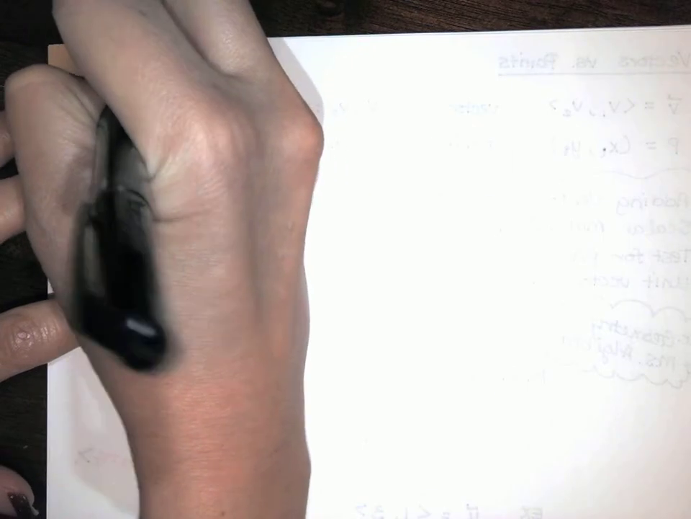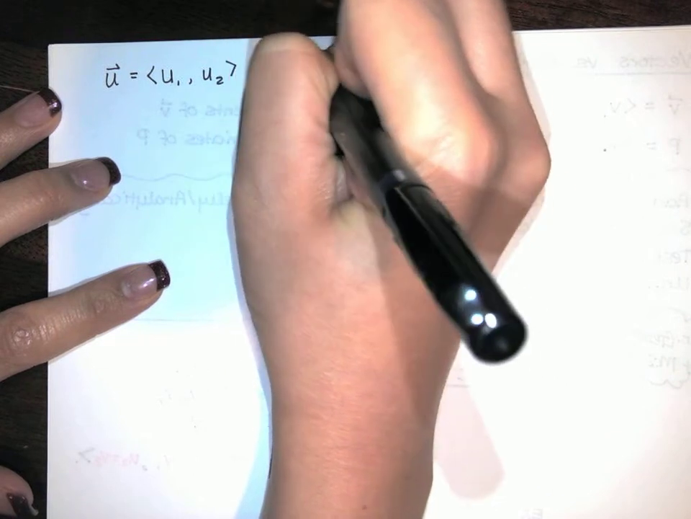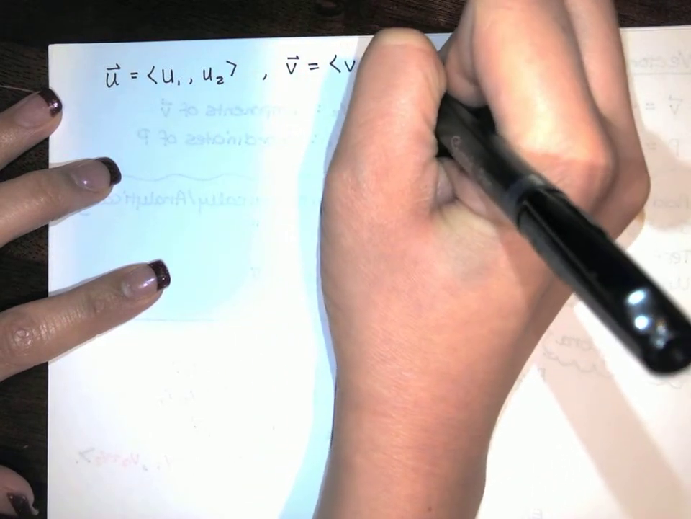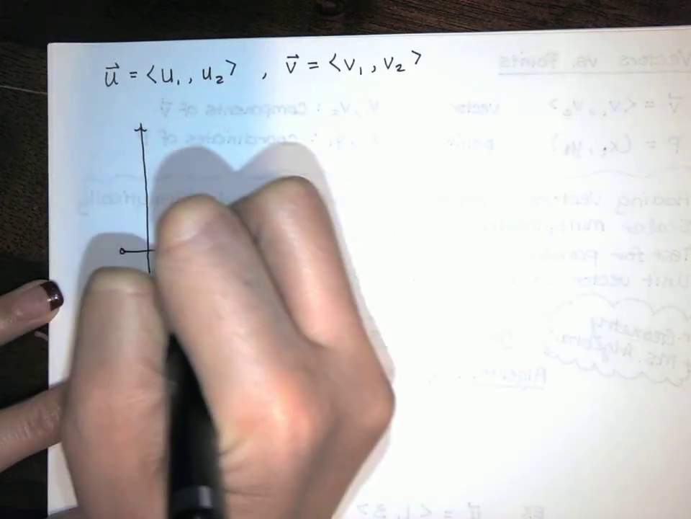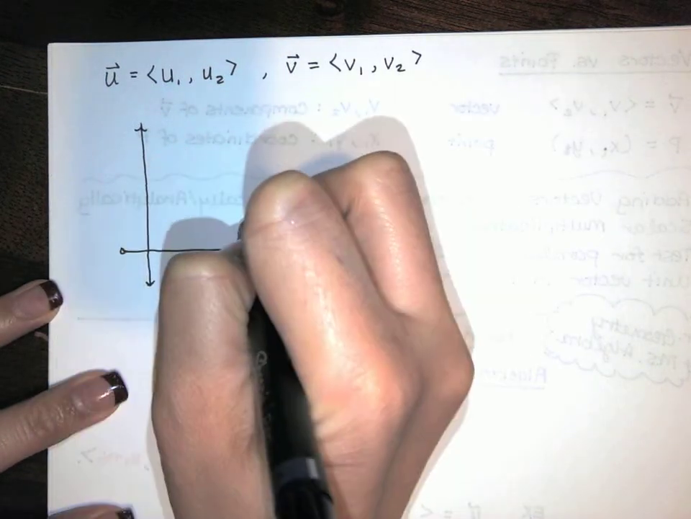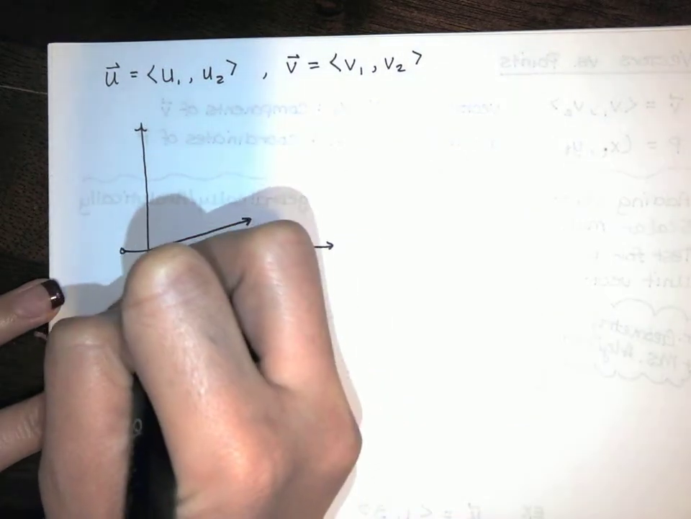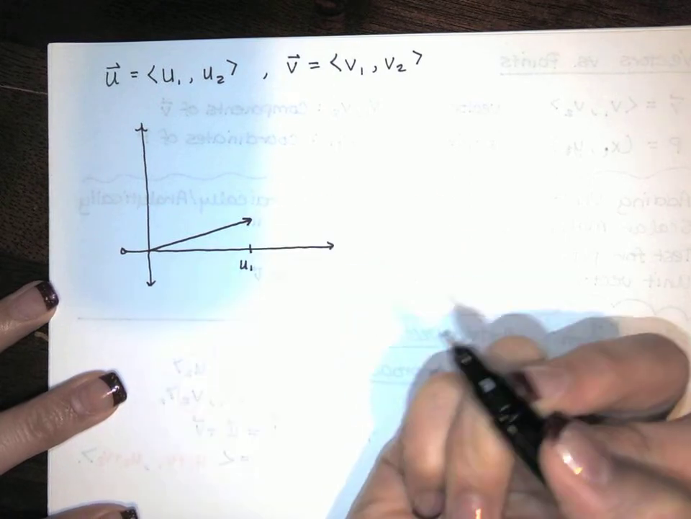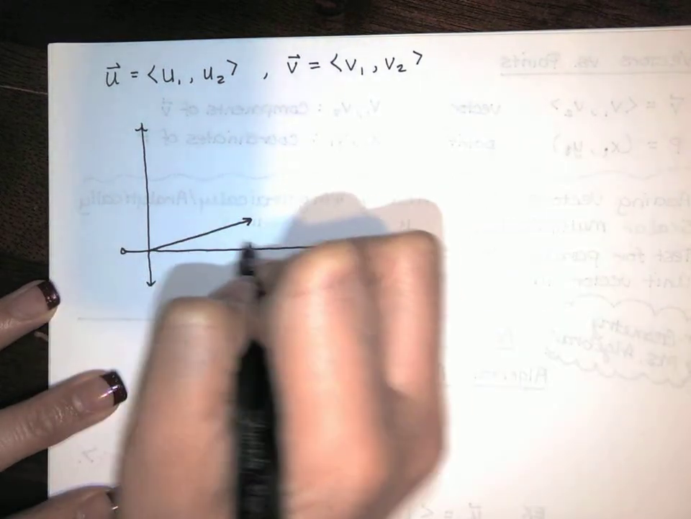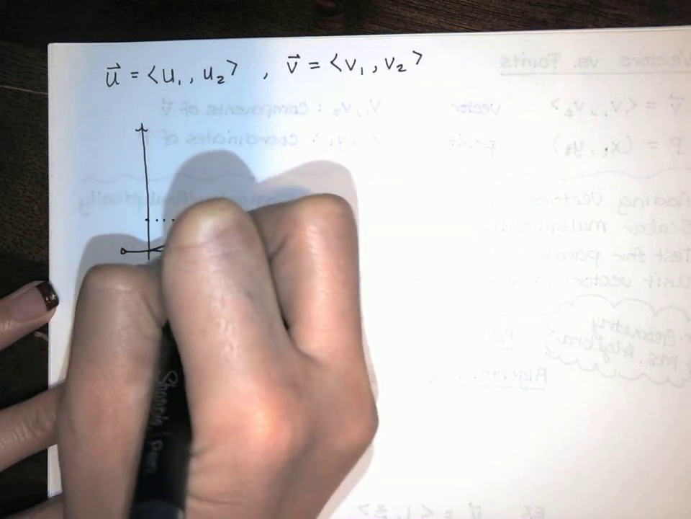So let's say I want to add the vectors u with components u1 and u2 and v with components v1 and v2 together. I'm going to do it geometrically. I'm going to show you in my picture. So let's say u looks like this. Well, u1 is the number of units I go in the x direction to get here. So this is u1. And u2 is the number of units I go in the y direction to get there. So this tick mark would be u2.